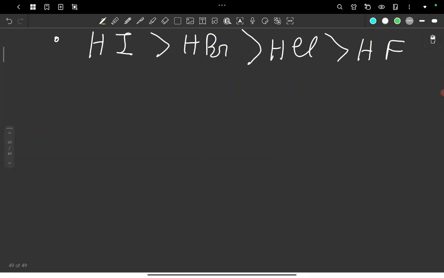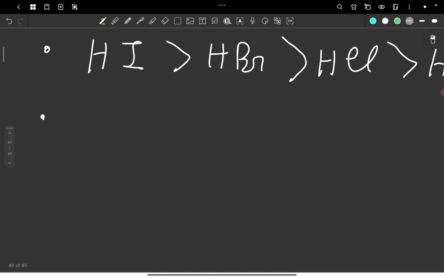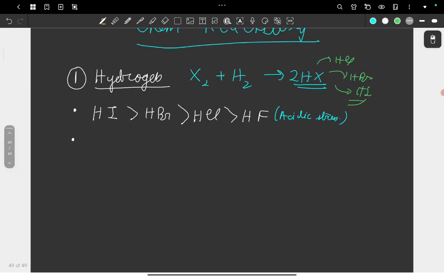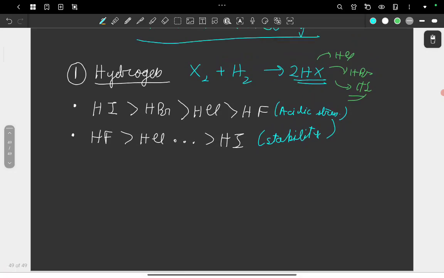But maybe I just thought of letting you know that they're all toxic. And again, following the basic funda that if a compound is more acidic or basic, it has a higher tendency to change its current state of existence, which is why, like I mentioned, this is acidic strength, but their stability increases in the opposite order. Which means that hydrogen fluoride is more stable than hydrogen chloride, and it is more stable than hydrogen iodide. So this is the order of stability. I guess that was it about the hydrogen part.